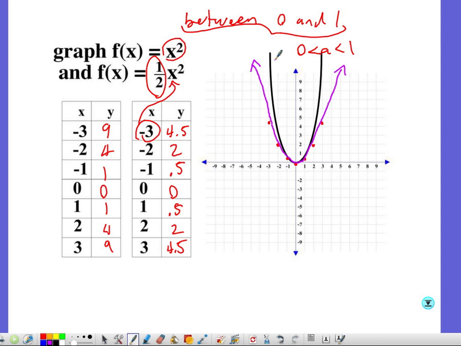First of all, are these the same? No. How are these two graphs different? So the original one is x squared. The purple graph is 1/2 x squared.